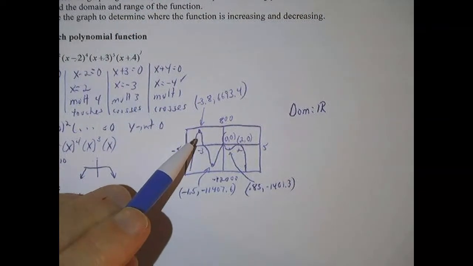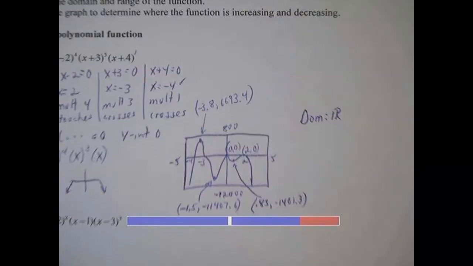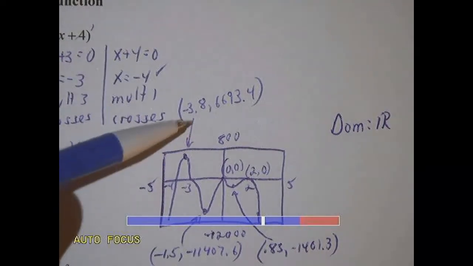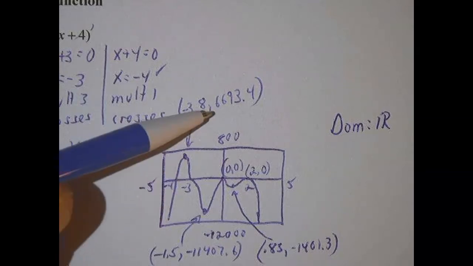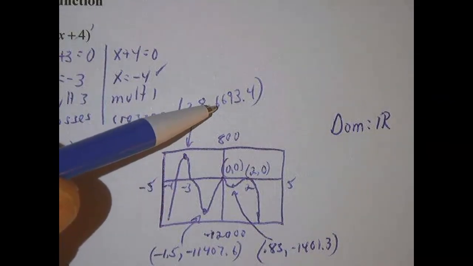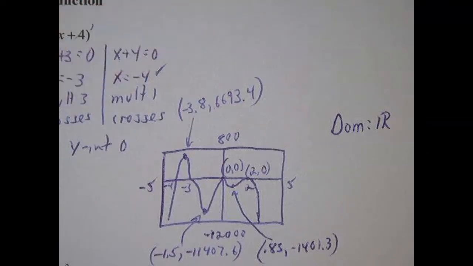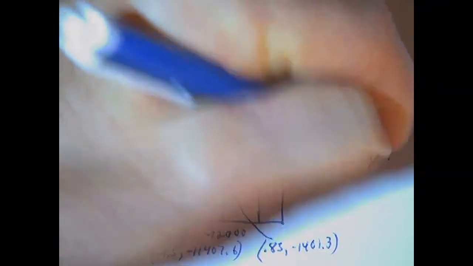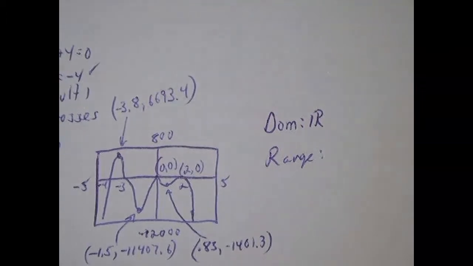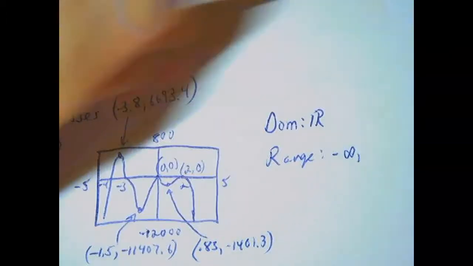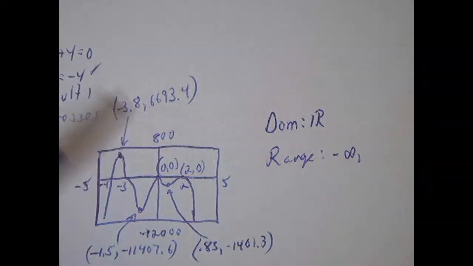Since we've got a local max here and that's our highest point, the range will go from negative infinity all the way up to this 6,693.4. So there's our local max, or our range would go from negative infinity up to 6,693.4.